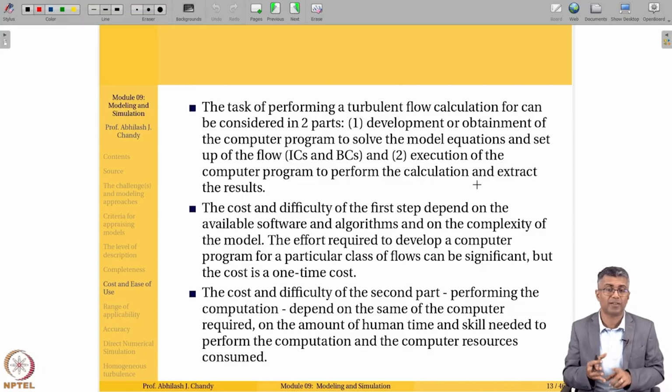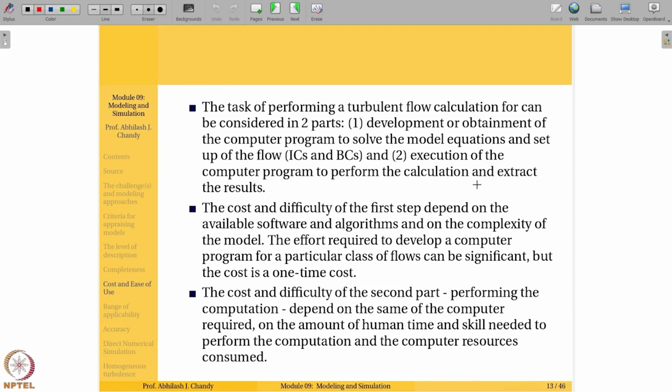Those are the two questions we need to be asking when we are considering this particular criterion, the cost and ease of use. We will delve more into the cost and ease of use because this is the right time for thinking about what is the actual cost associated with using these kinds of models, what kind of computing resources I should be thinking about, and what kind of programs I should be thinking about. We will delve into that in the next class. Thank you.